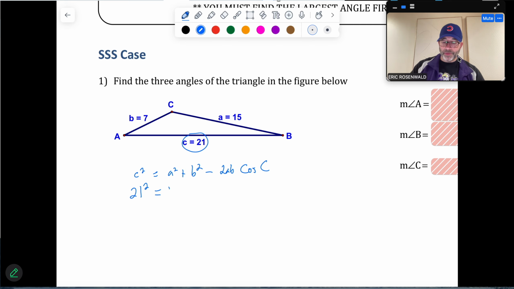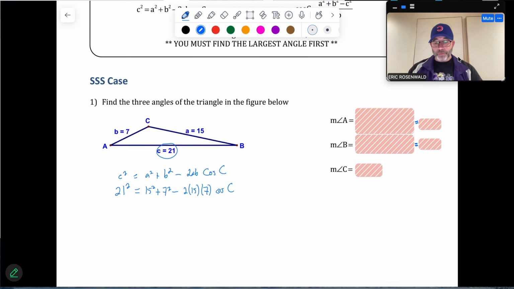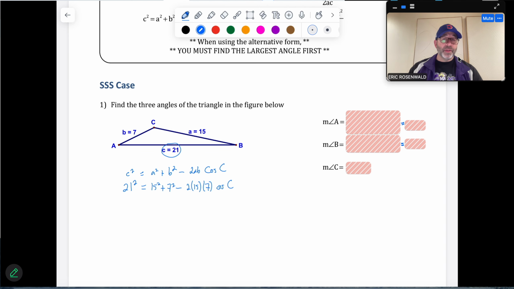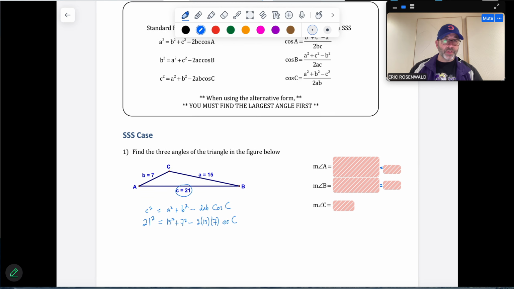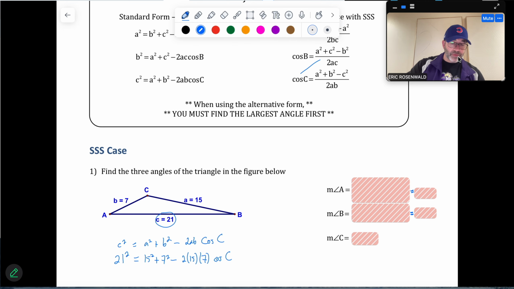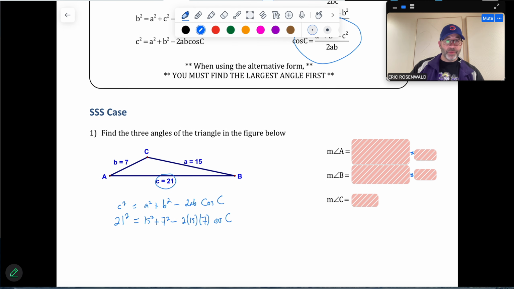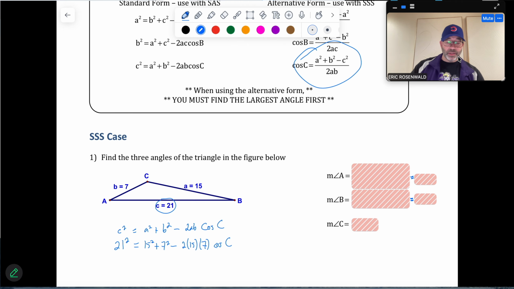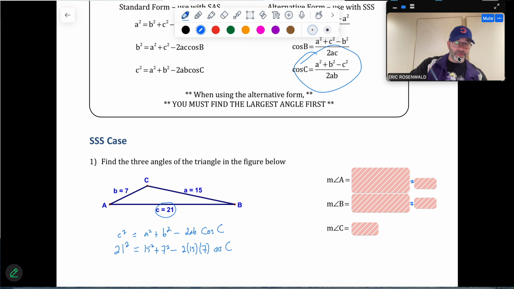We're going to have 15 squared. We're going to have 7 squared minus 2 times 15 times 7. And then we're going to have the cosine of c. Okay. That's setting it up in the regular form. Now, if I was to go through and try to solve it using this form, the setup would be the same, just using the same values, but just in the different equation.